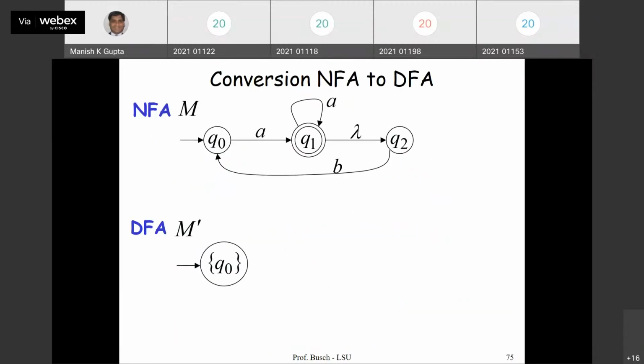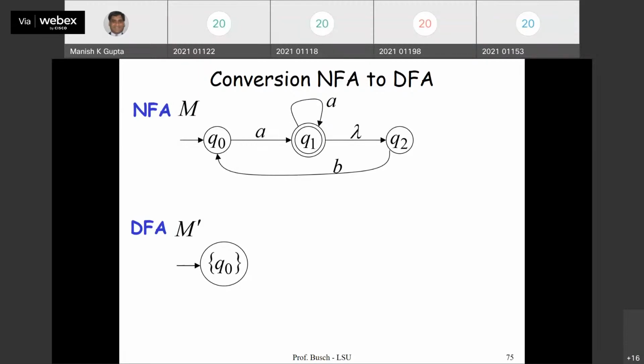Okay, so let us see how to convert NFA to DFA. The NFA has three states: Q0, Q1, Q2, with one accepting state, Q1. Sigma is A comma B, and of course there is a lambda transition. So this is an NFA, a non-deterministic finite automaton.